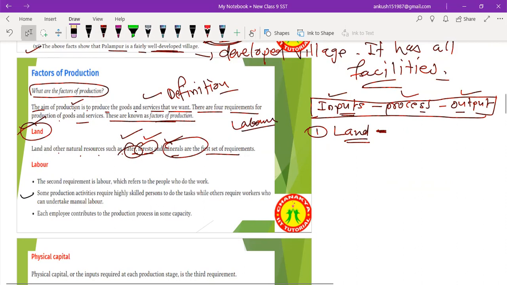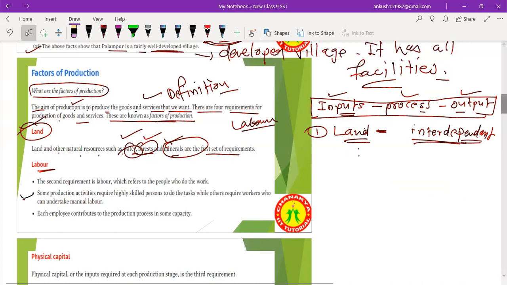Suppose you have labors, but you don't have land to establish your firm. What is the use of labor? Would you pay them if they are not working for you? No, sir. Definitely not. And one more thing, these four factors are interdependent. Suppose land is not there, then labor would not work. Suppose labor is not there, then land and other physical capital are of no use. You need the labors. They are interdependent factors.